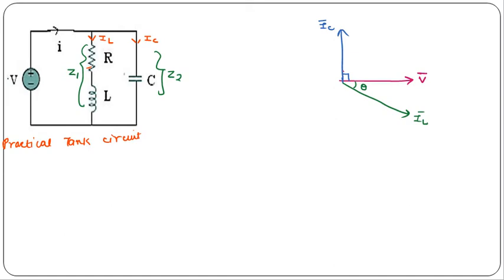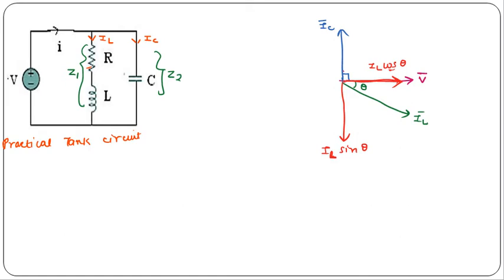Now we can resolve this IL phasor into two components, one is this and another one is this. So as this is theta, this will become IL into cos theta, and this is IL into sin theta. In this way we have resolved IL into two components. With theta, this adjacent one is cos theta, and the opposite one will become IL into sin theta.